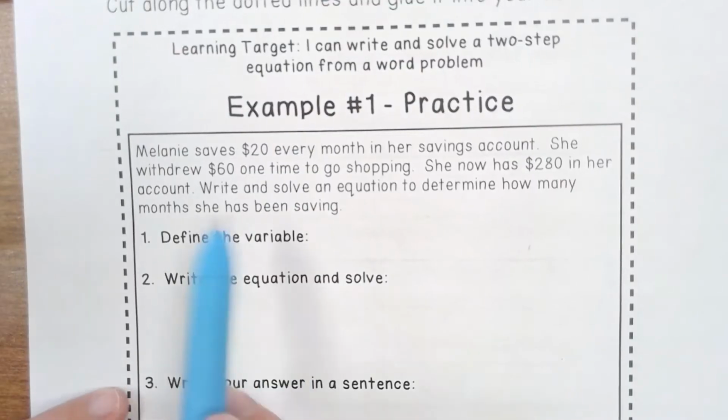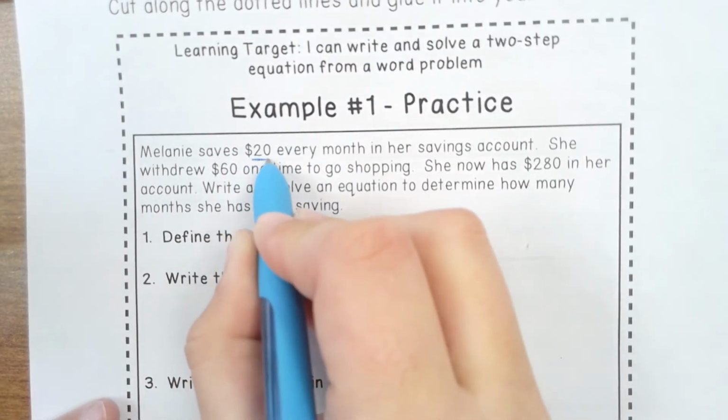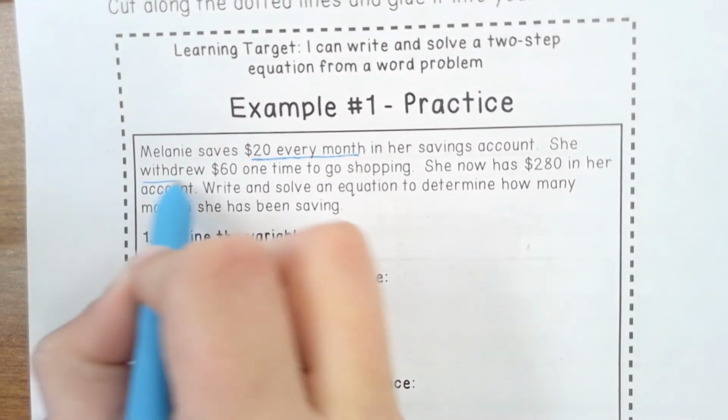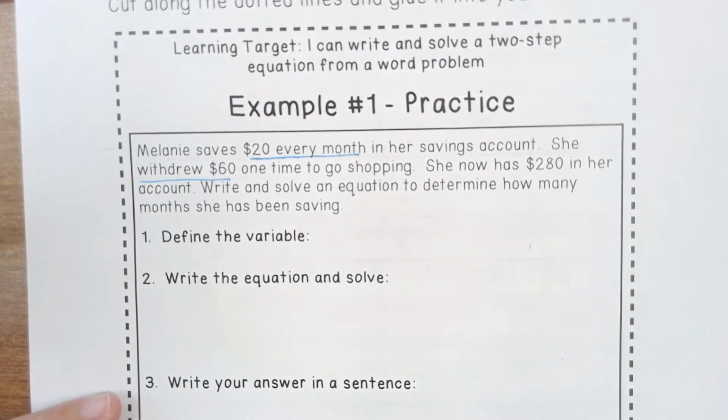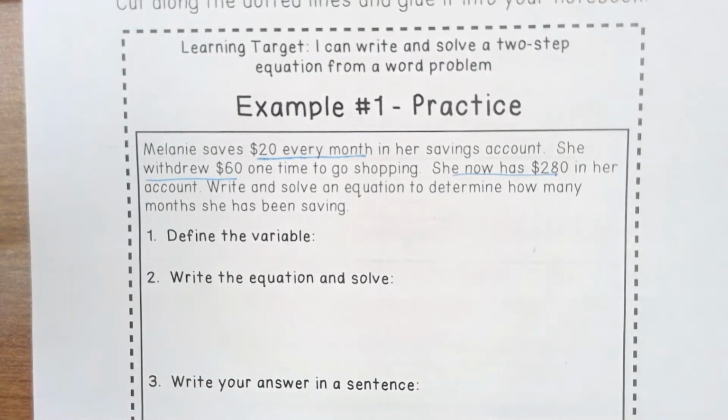So it says, Melanie saves $20 every month in her savings account. So $20 every month. She withdrew $60 one time to go shopping. She now has $280 in her account. Write and solve an equation to determine how many months she has been saving.